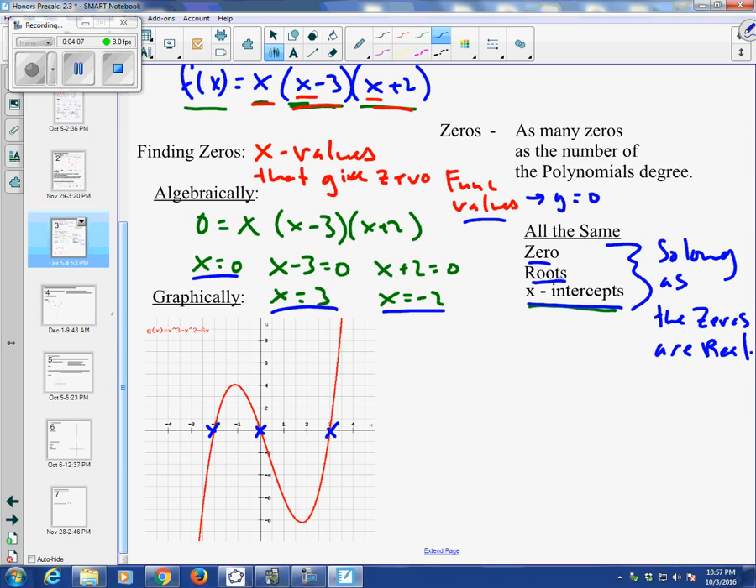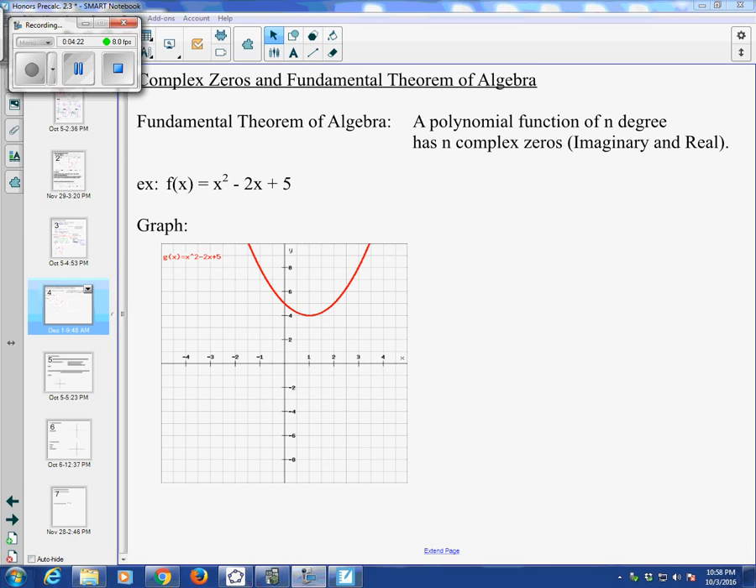Meaning so long that those zeros are real numbers, right? If we look at the quadratic, x squared minus 2x plus 5, what we can see here is a parabola that isn't crossing the x-axis, right? So right here, looking at this, immediately we can't find the zeros because we can't factor them, right?